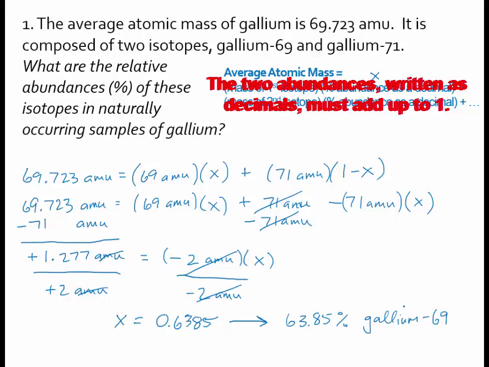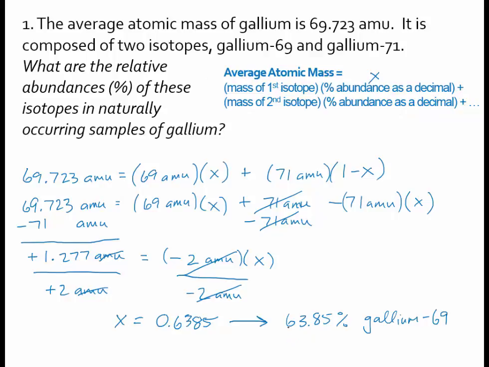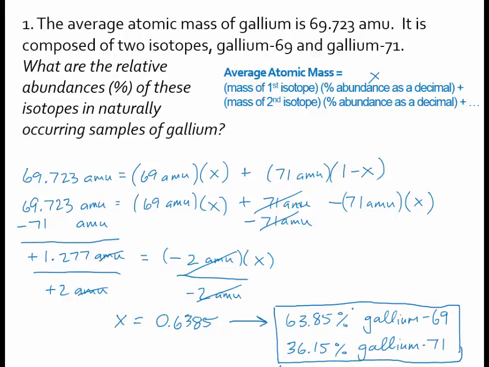And the rest, or what's left out of 100%, is my other isotope. So you can subtract 63.85% from 100, and you'll get your other percent abundance for the second isotope. And if I subtract 63.85 from 100, I get 36.15%. And that's the gallium-71 isotope's percent abundance. So in this particular problem, most of the galliums of the known universe have a mass of 69 AMUs, and then some have a mass of 71 AMUs.